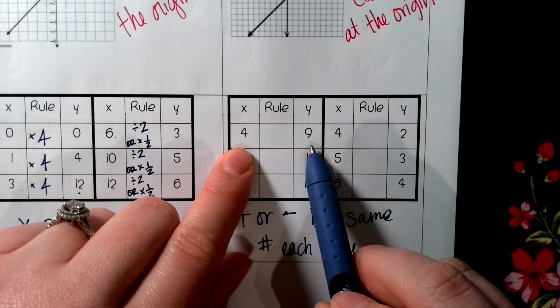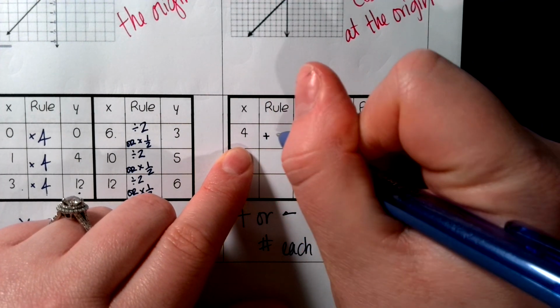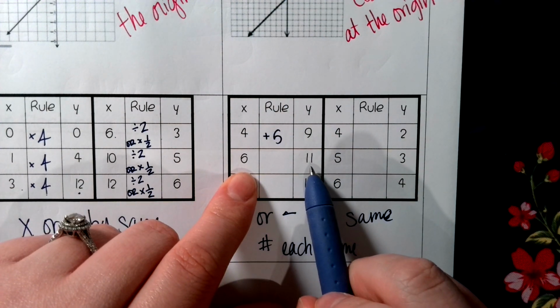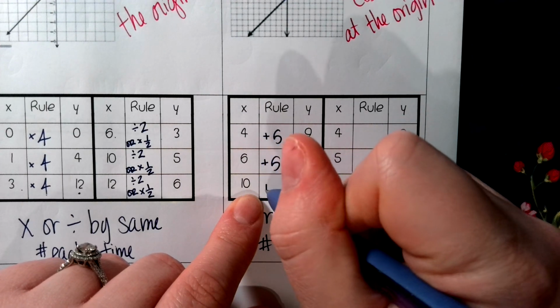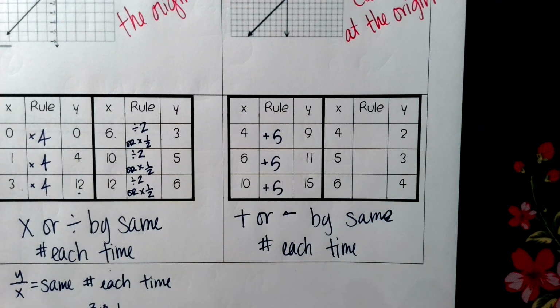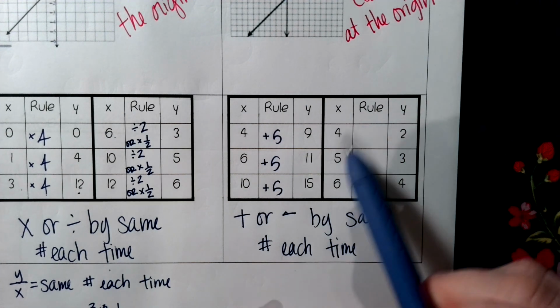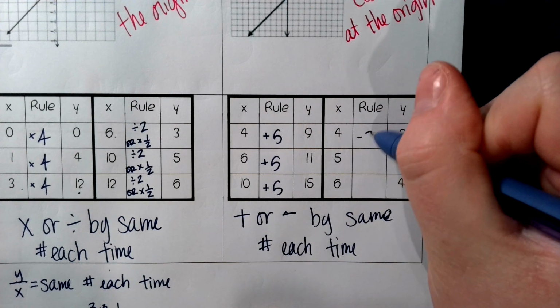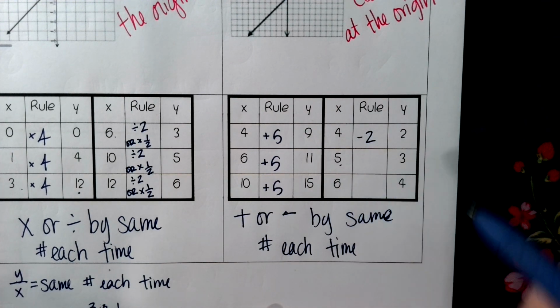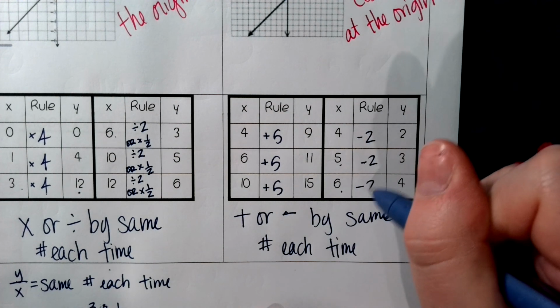So 4 to 9, what number do I add or subtract? I add 5. 6 to 11, add 5. 10 to 15, I add 5. I can also subtract by the same number every time. How do I go from 4 to 2? I subtract 2. 5 to 3, subtract 2. 6 to 4, subtract 2.